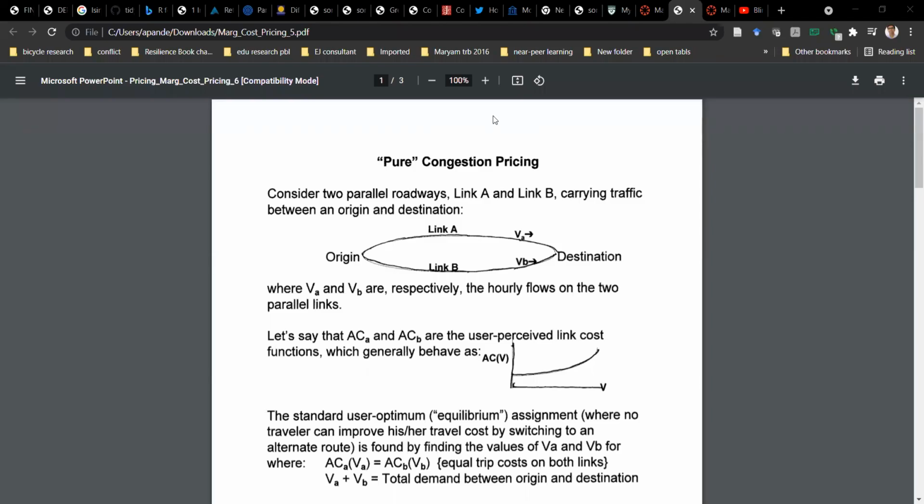Okay, so now I want to have some discussion about congestion pricing and how that relates with cost modeling and average cost and marginal cost. First of all, let me ask you this question. If somebody says the term congestion pricing, what does that mean to you? What does congestion pricing mean to you?